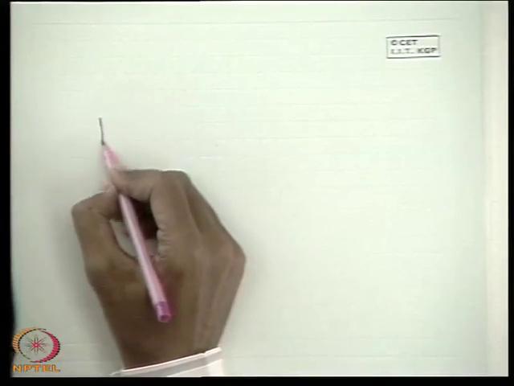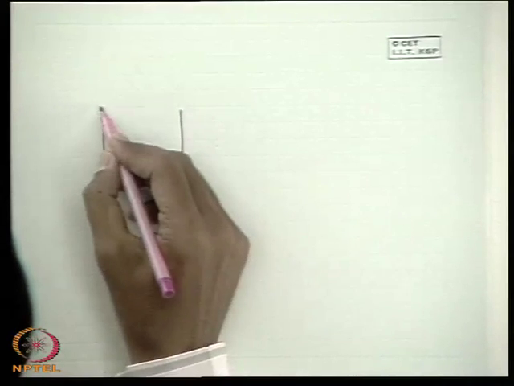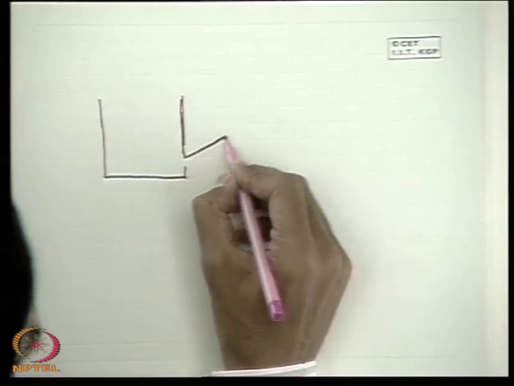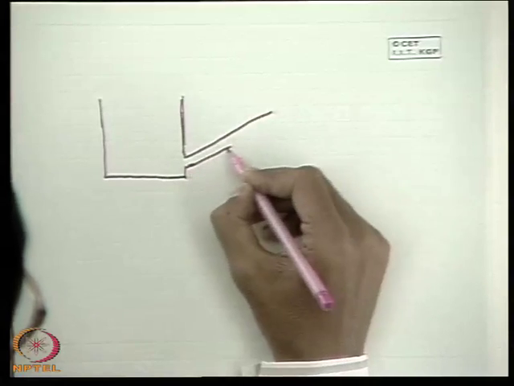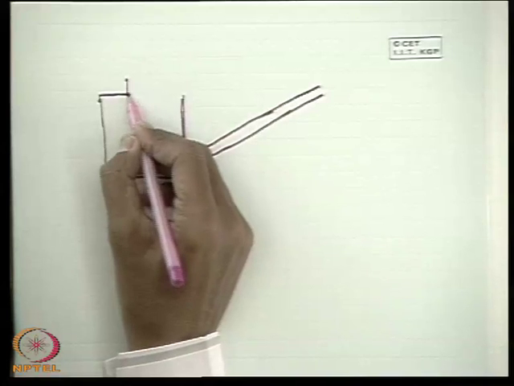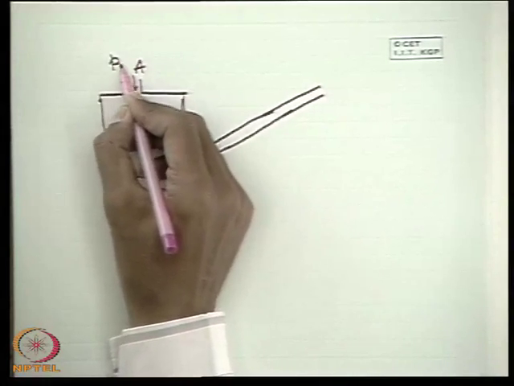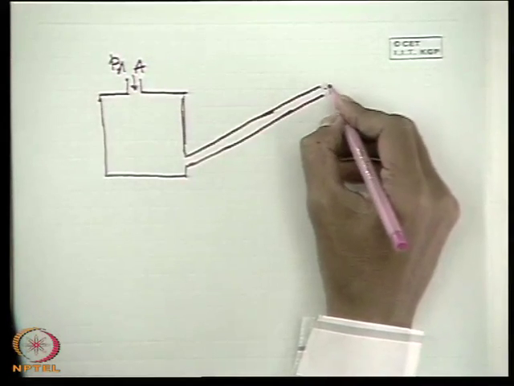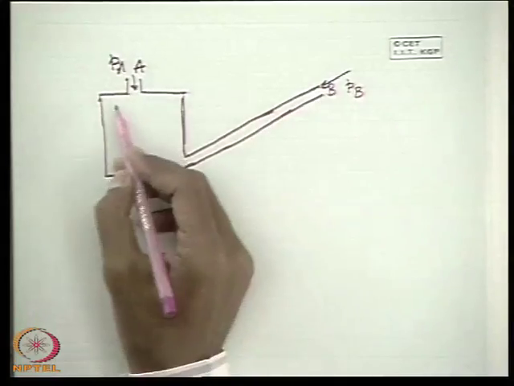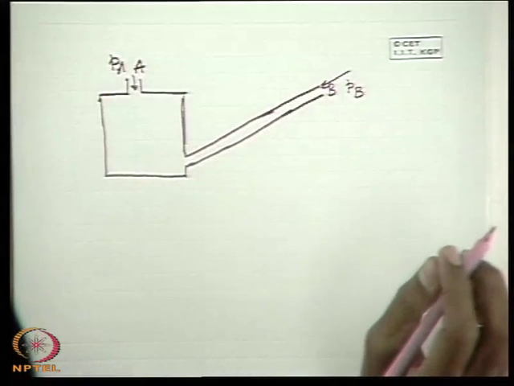Okay, let us draw. This is the inclined tube, and this is the system. Let this be the point A where the pressure PA is exerted, and let this be the point B where the pressure PB is exerted. That means these two open ends, one is the reservoir and the other is the short limb, are connected to two systems whose pressures are PA and PB.